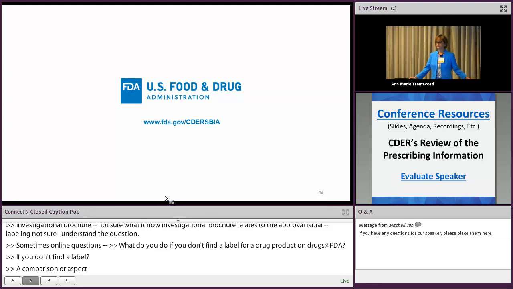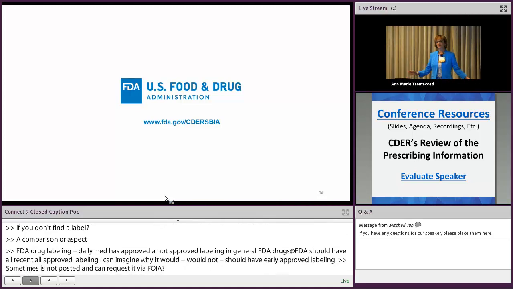Okay. Sometimes it's not posted, and they can also request it via FOIA, I believe. Yes. If it's not posted, I'm sorry, that could be an issue too. So when the labeling is approved, it takes some time to get posted to Drugs@FDA, and there can be a lag time. The other thing is not all approved labeling is on Drugs@FDA. Certainly new NDAs, BLAs, efficacy supplements, but if it's a minor labeling supplement change, it may not appear on Drugs@FDA because we would be posting all the time.